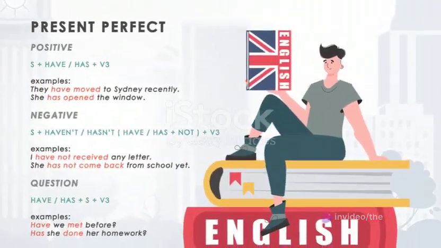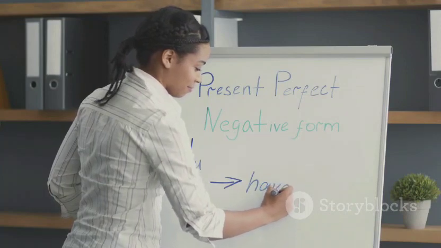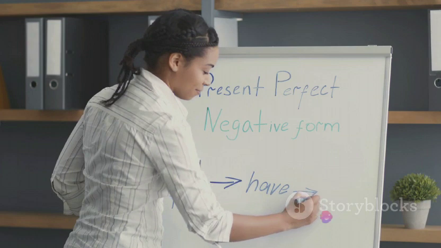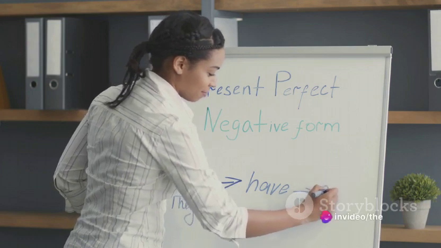The future perfect tense talks about actions that will be completed before a certain future time. If you will finish eating an apple before your friend arrives, you'd say, "I will have eaten an apple."